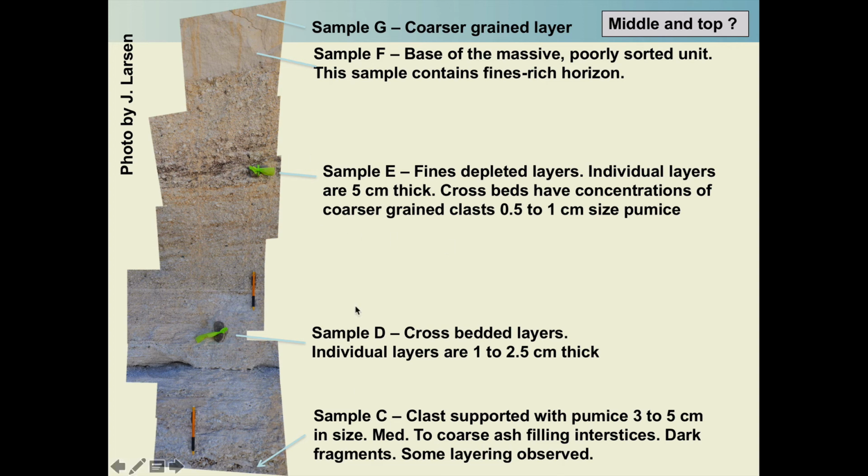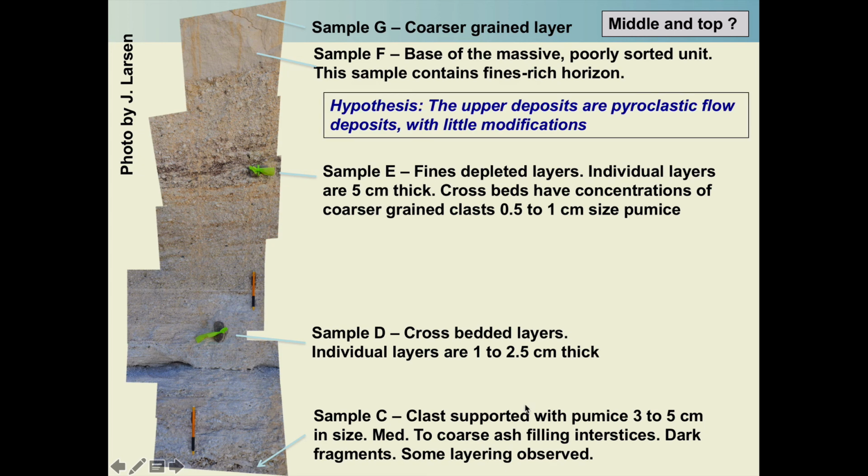Okay, so this is the second unit where it's layered, and these are the sample descriptions that go along with the samples that were sieved. The top, we have sample F and sample G. Sample F is the base of the massive, poorly sorted unit. It contains fines rich layers in it, but it's massive and poorly sorted. Sample G is the same thing, but it's a coarser grained layer. Okay, so my hypothesis here is the upper deposits are pyroclastic flow deposits that didn't have any post-eruption modifications.